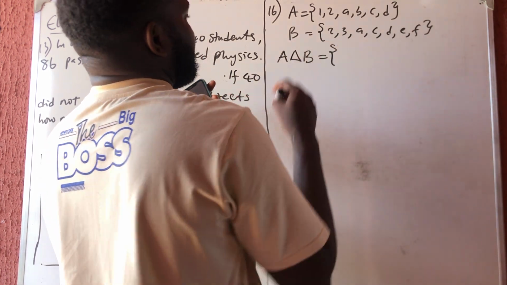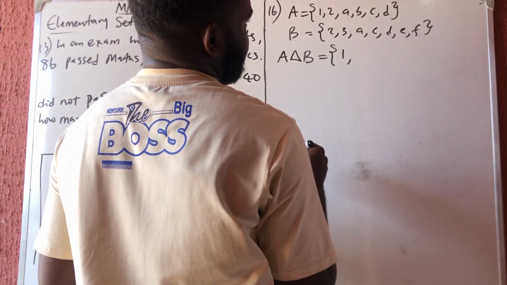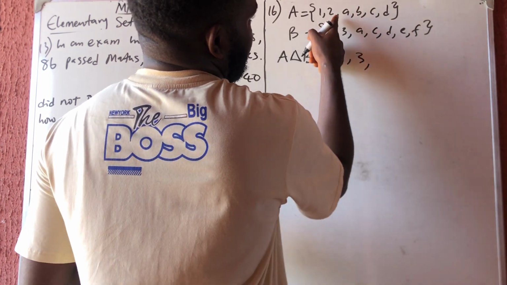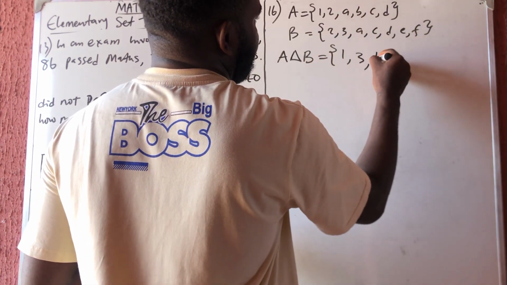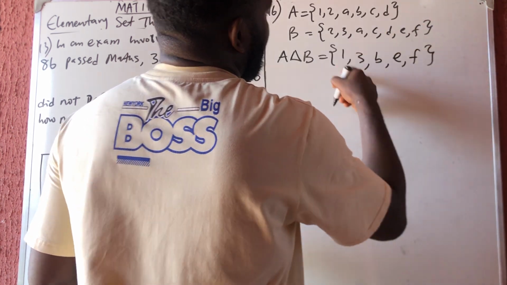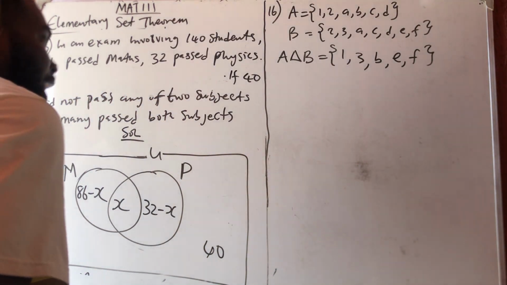I told you that A symmetric B simply means the elements they don't have in common. So 1 is here, 1 is not here: 1. 3 is here, 3 is not here: 3. B is here, B is not here: B. E is here, E is not here: E. And F. So the answer is 1, 3, B, E, and F.